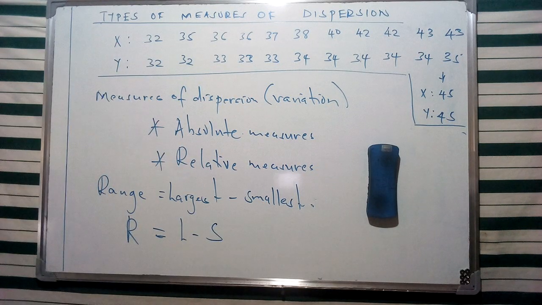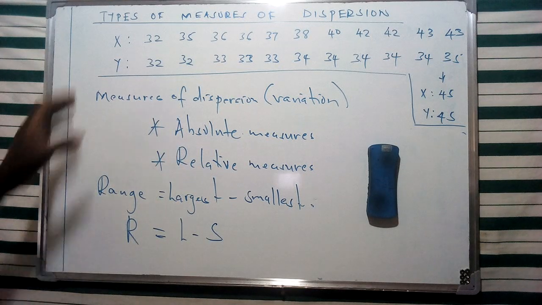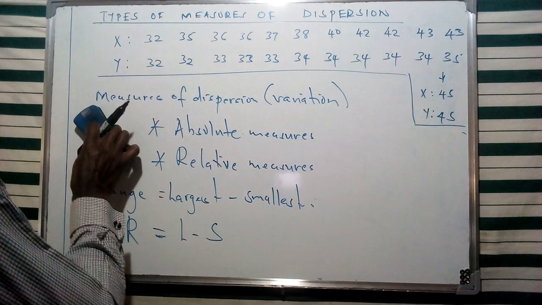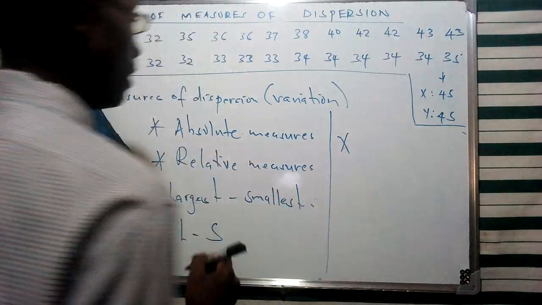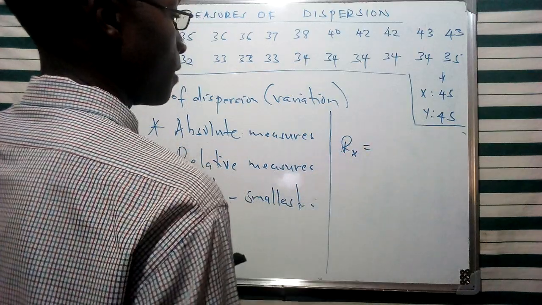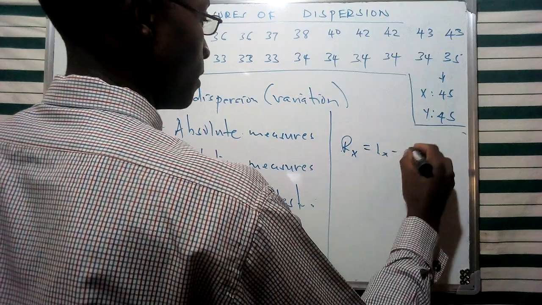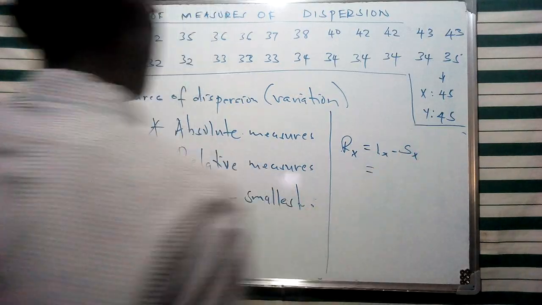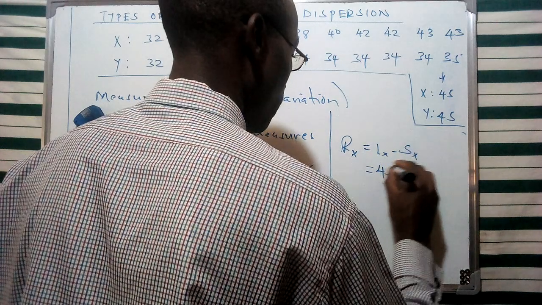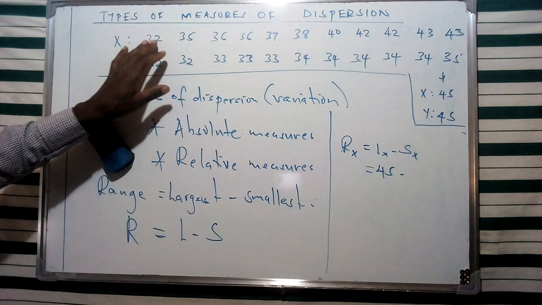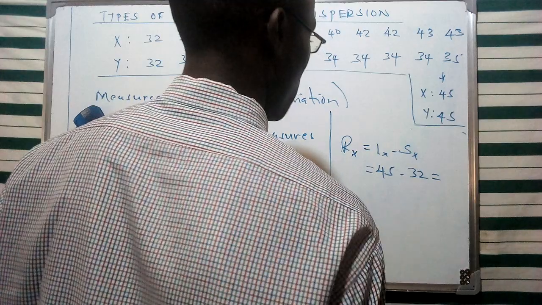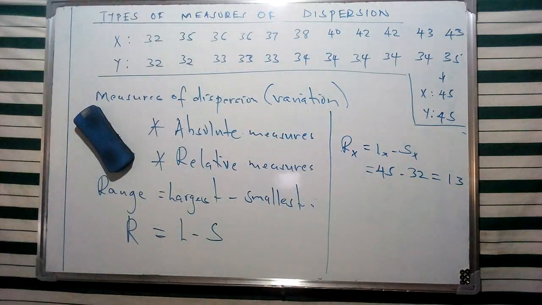Now, from the example I've given on the board, we can compute our range for the distributions of x and y respectively. For x, we find the range as the largest value in x minus the smallest value in x. The largest value is 45, and the smallest value is 32. The difference between these two is 13.